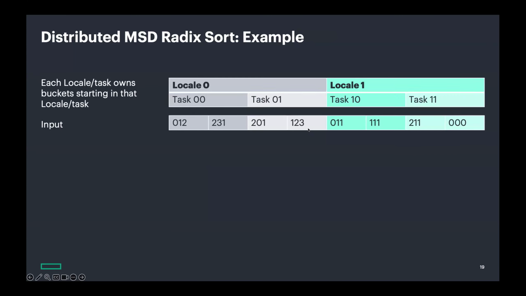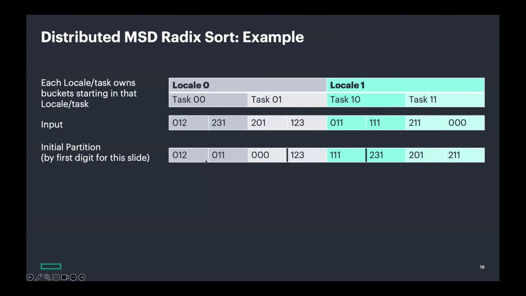So here's an example. I've started out with an input array, and then I'm showing you how the array is divided up among the tasks and locales. The concept is each locale, of course, owns part of the array because that's where it's stored, but within it, each task owns part of the array. So first we do an initial partition, just like the MSD example I showed earlier, and that's where these boundaries are coming from. And then the next thing we're going to do is sort the regions that cross locale boundaries. There's one here in my example, and whichever locale has the first element owns it, and so that's responsible for sorting it.